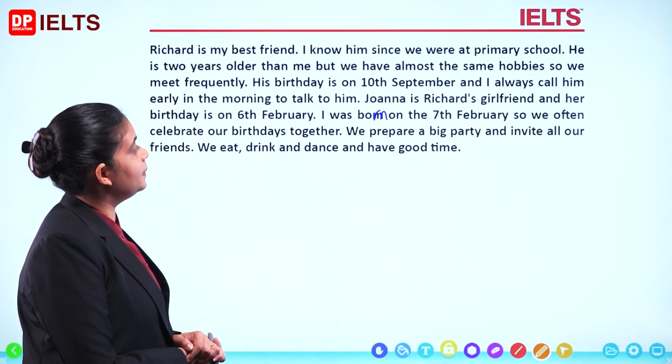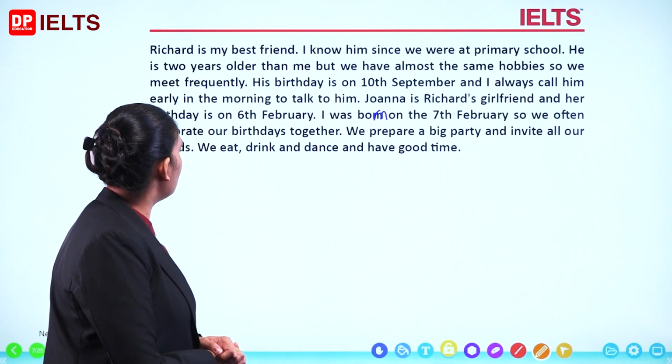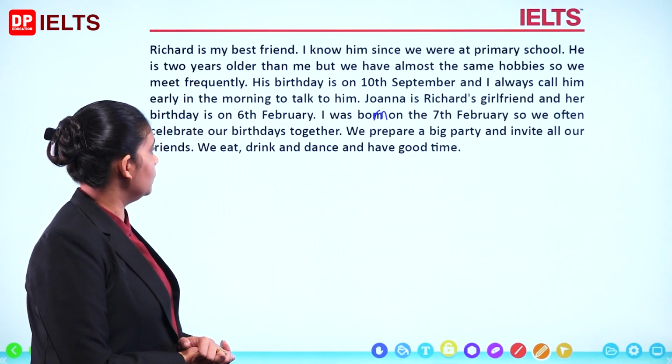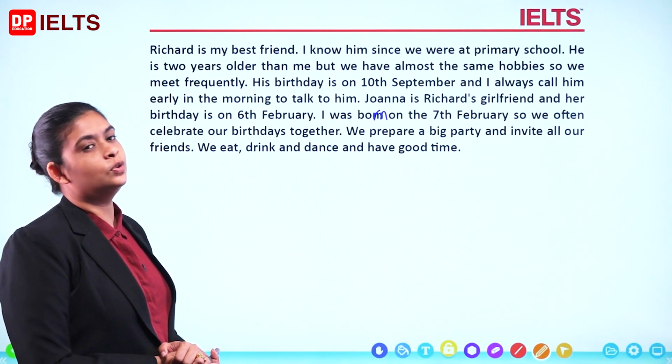We prepare a big party and invite all our friends. We eat, drink, dance and have a good time.